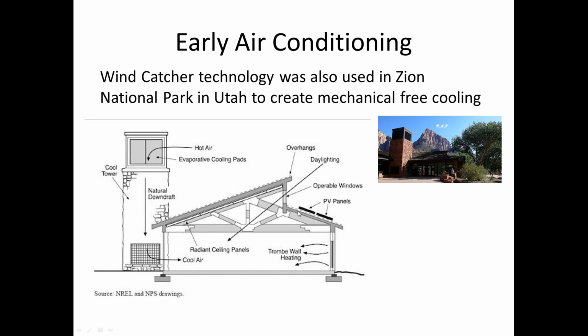They have some PV panels. They have windows with overhangs that are shaded. The windows are designed in a way that they provide daylighting, and they use a Trombe wall for heating, which we're not going to talk about today, but it's a method of passive heating that heats up an exterior airspace and lets the warm air pass into the building.